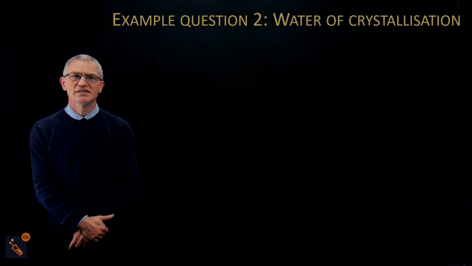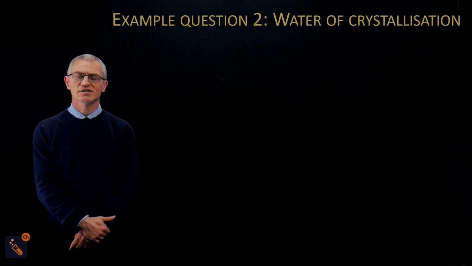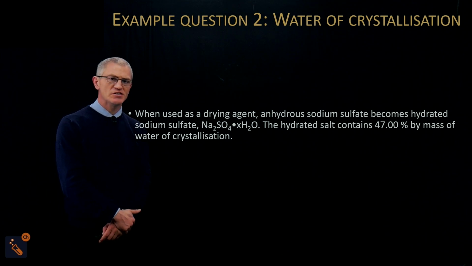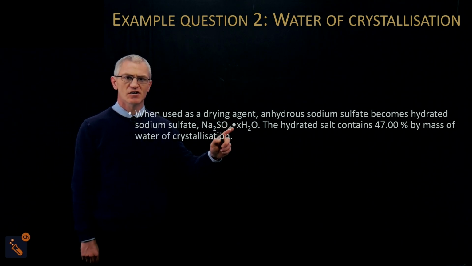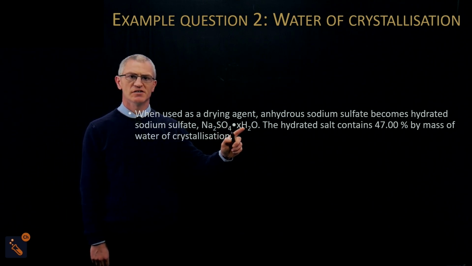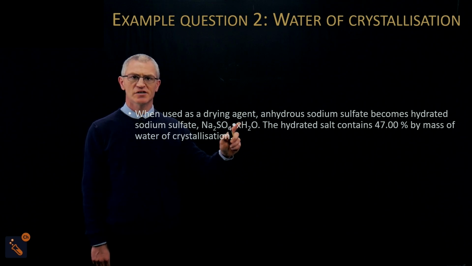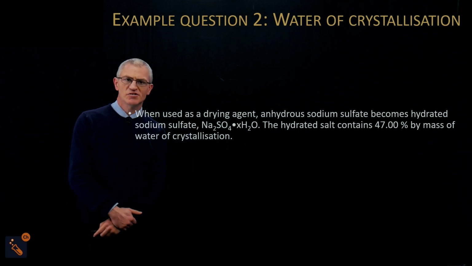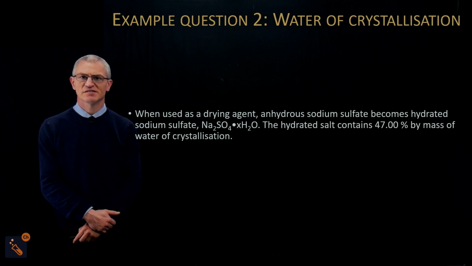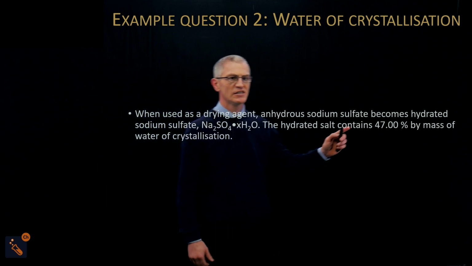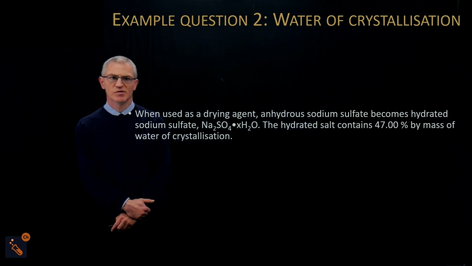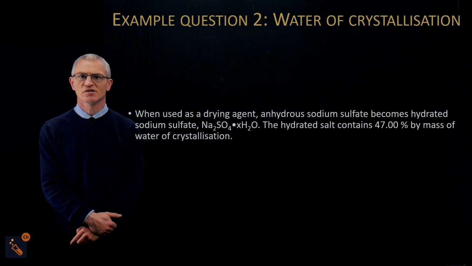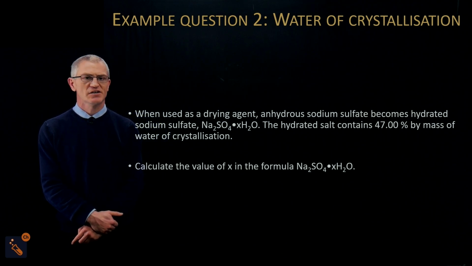Our last example is of water of crystallization, but using percentage by mass. When used as a drying agent, sodium sulfate becomes hydrated. You can see here our water of crystallization is denoted by the dot and then the XH2O. Again, you've got to work out what X is. The hydrated salt contains 47% by mass. This is the difference from the other question: you're just given one bit of data, not all the data from the experiment. Just 47% by mass of water of crystallization. You've got to calculate the X in there.